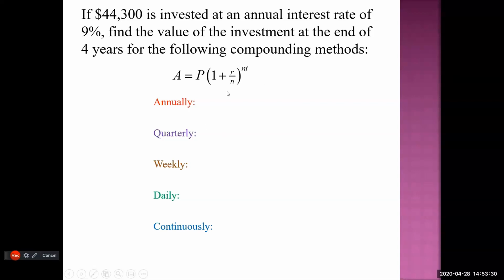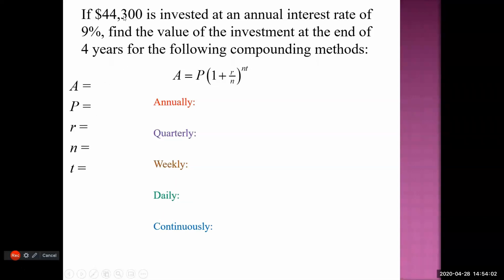So you see, use this formula. It's not compounding continuously, so you just use this formula right here for the first four. And then your N value will change. You'll go from once a year, which is annually, to quarterly. If it were semi-annually, that'd be twice a year. Quarterly is 4 times a year. Weekly would be 52 times a year, and daily is 365 times a year. So the N would change.